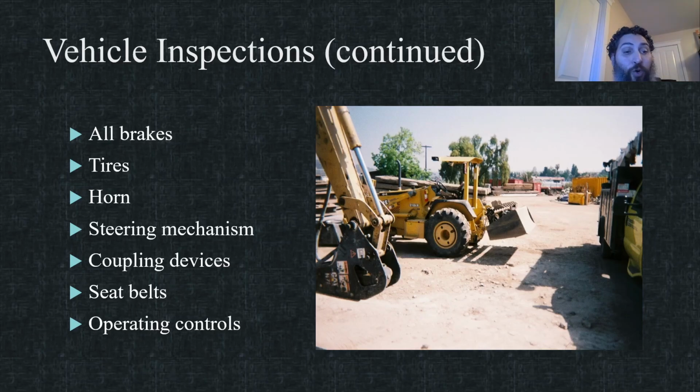You should check that your horn is operable before using the machine or the industrial truck at the beginning of the shift. You should make sure that the steering mechanism for the vehicle is working properly and that it has no damage, as well as coupling devices. Make sure that coupling devices are in proper order.